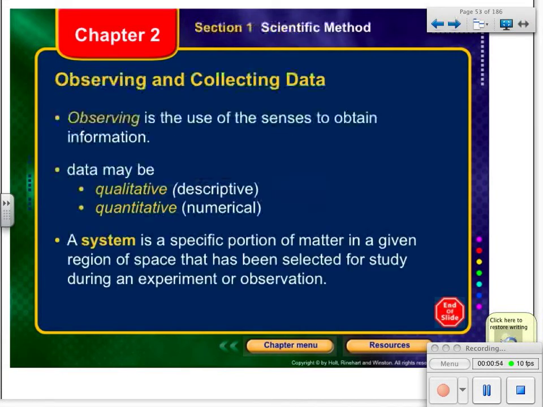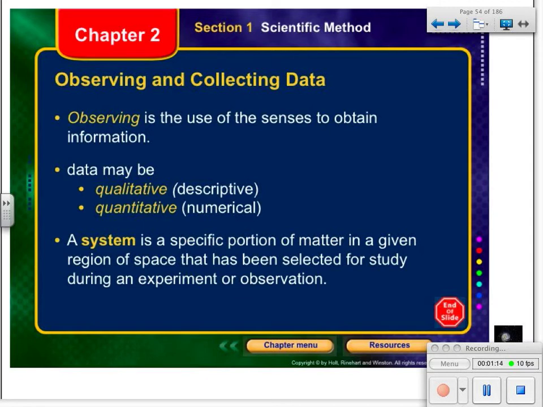Scientific method. Okay. What is a scientific method? Basically, you're observing, and what that means is you use the senses to obtain information. Your observations need to come from your senses, either eyes, ears, or your mind. Your data may be qualitative or quantitative.